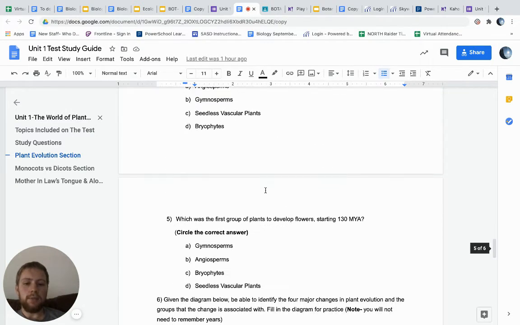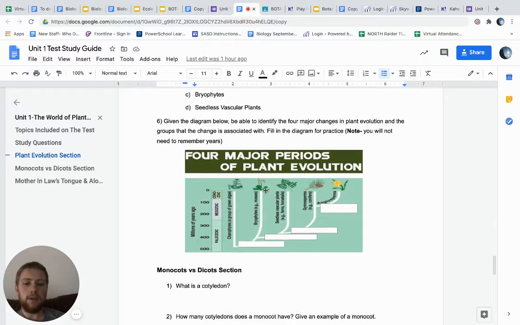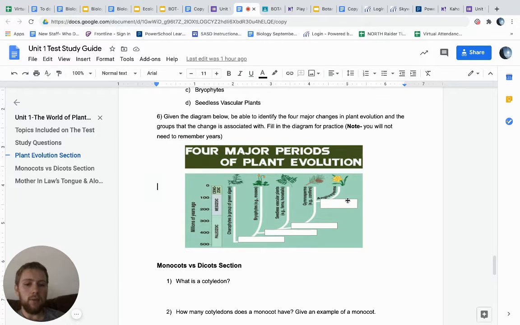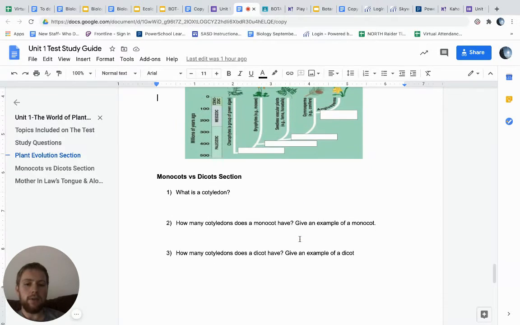These are just some multiple choice versions of what you might see. You might see this figure, maybe a fill in the blank, like what was the development here, or what was it here, and so on and so forth.